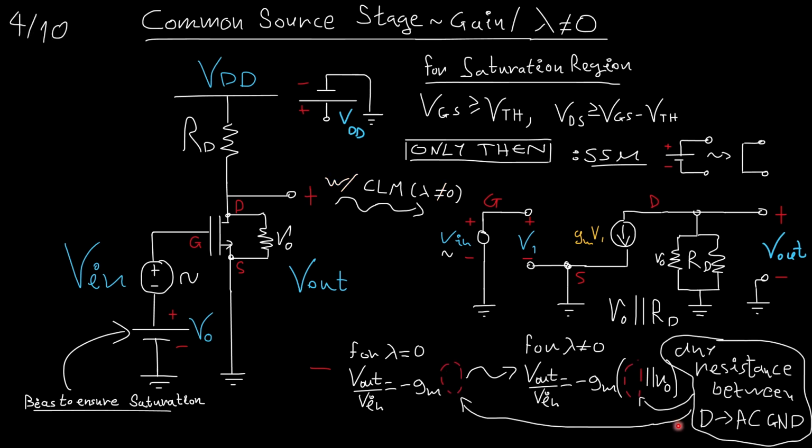And we can generalize this as we explained earlier, and we can put anything here that is a resistance tied between the drain and AC ground. So if we had a resistance between here and here, or here and here, which is the same, these would be added here as parallel resistances.